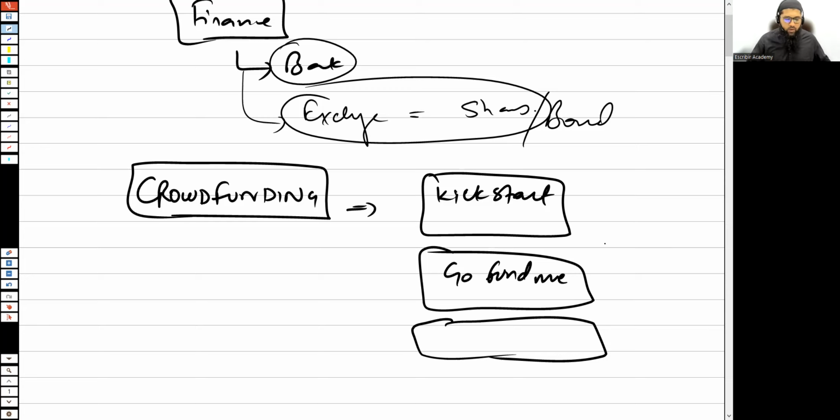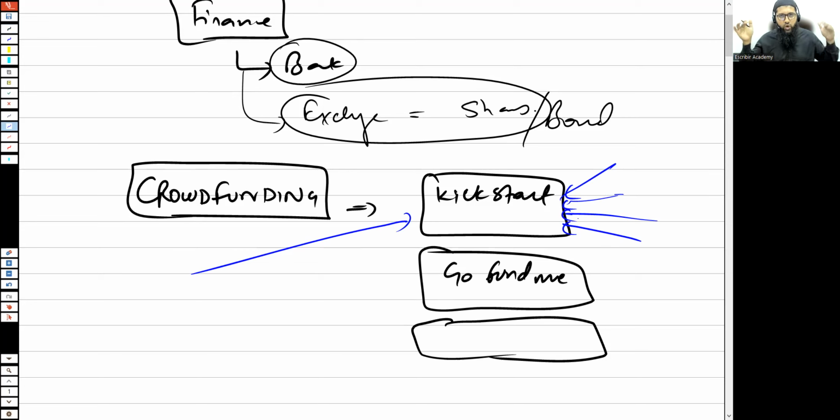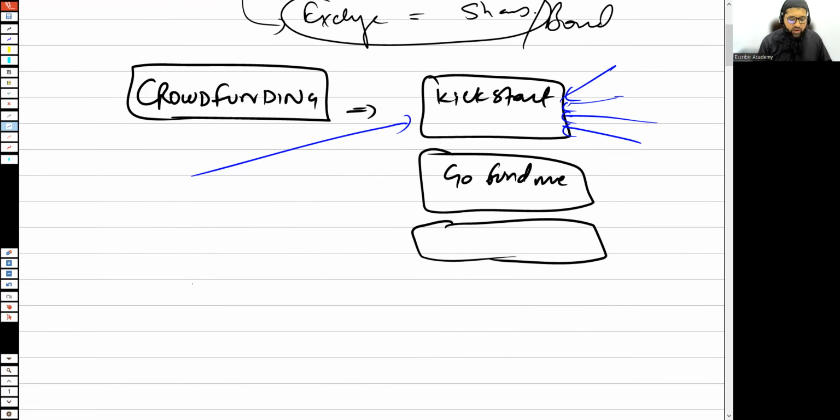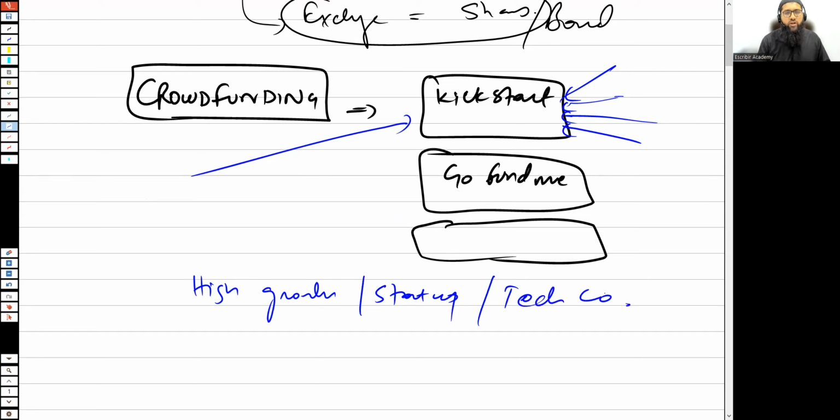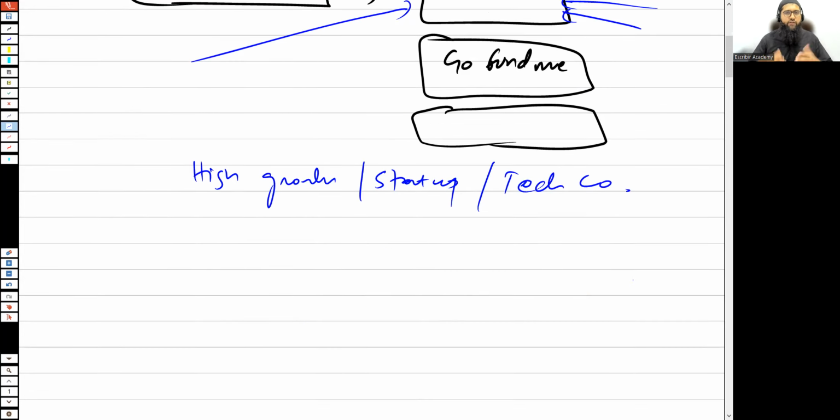What do these platforms do? They tell a company that if you wish to raise finance, you come to our platform, and we have ample investors who are willing to invest in the company, and we can help you arrange a significant amount of finance. The only difference is that a very large number of people are going to be funding the company. It's a non-conventional type of platform through which you raise finance. Usually high growth startups, the tech companies, go for this type of crowdfunding.